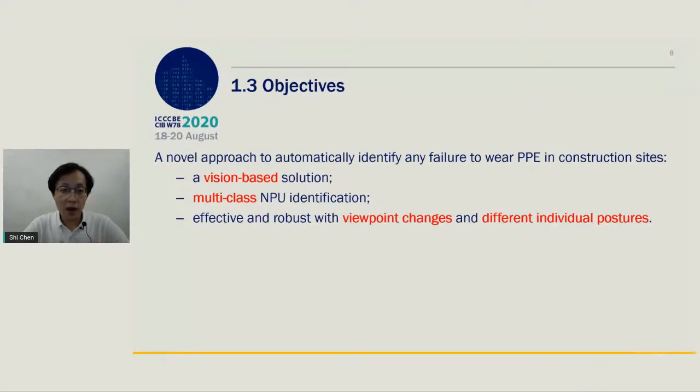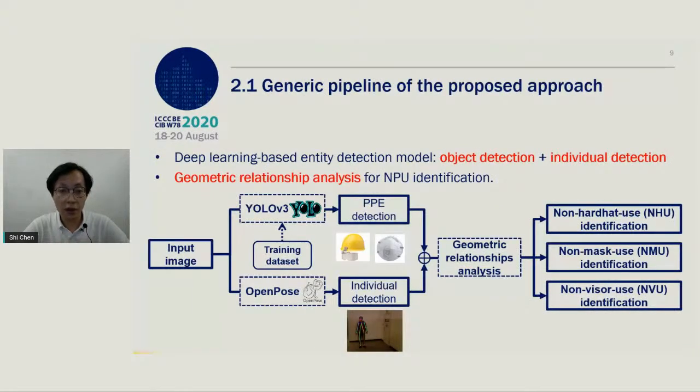Next, I will talk about how we achieved our scope. The pipeline of our proposed approach is shown in this figure. The images captured by on-site cameras are fed into our entity detection model. In contrast to the commonly used object detection-based approach, we provide a solution by the combination of object detection and individual detection. Then the non-PPE identification is performed using geometrical relationship analysis based on the detected PPE and the detected individual, to address hard hats, masks, and visors in our current experiments.